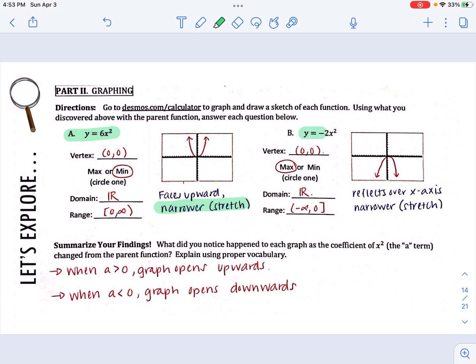Now, we noticed that when we changed our a value to -2, our vertex was still 0, 0, but it now became a max. Our whole quadratic function started to reflect over the x-axis, and it was still narrow. It was still a vertical stretch. So for these two first examples, what did we notice that happened to the graph as the coefficient of x squared changed in the parent function? Well, we should have noticed that when a is positive, the graph opens upwards, facing upwards above the x-axis. When a is less than 0, or a fancy way of saying that, just a is negative, the graph opens downward.